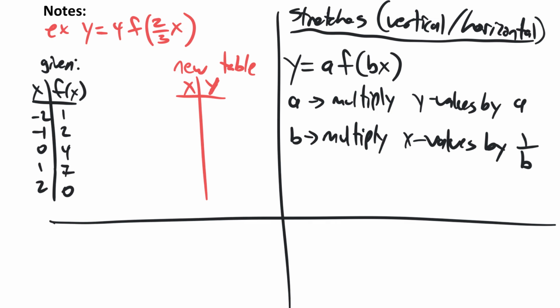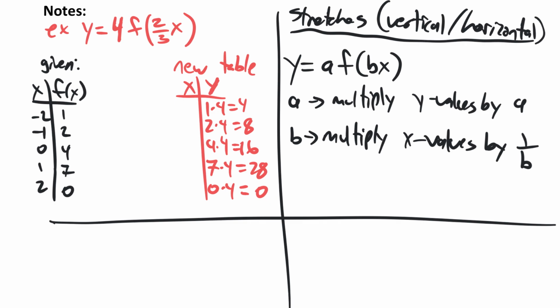All right, so what we have to do is multiply the y values by 4 here. So let's do that first. That'll become 1 times 4 is 4. I'll write that here. 1 times 4 is 4. 2 times 4 is 8. 4 times 4 is 16. 7 times 4 is 28. 0 times 4 is 0.